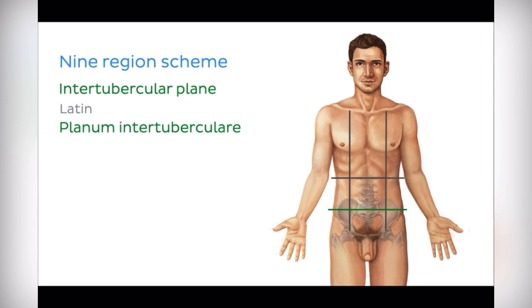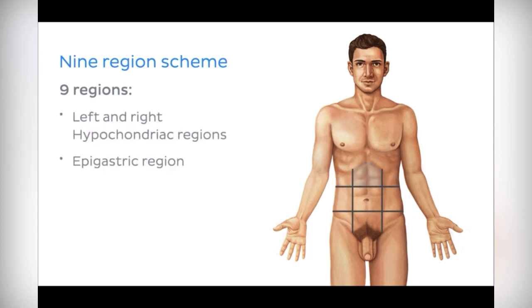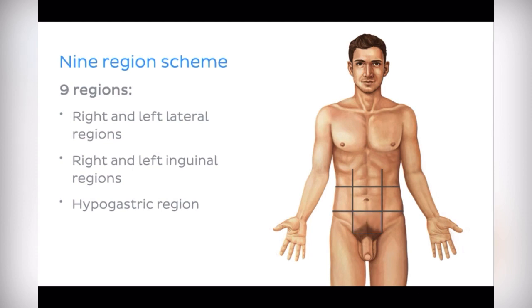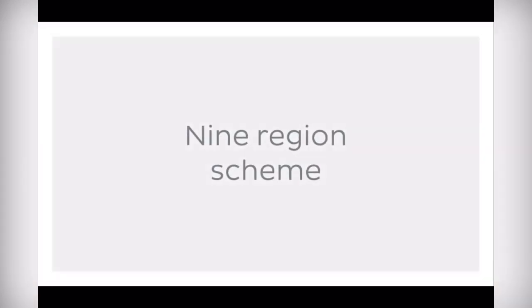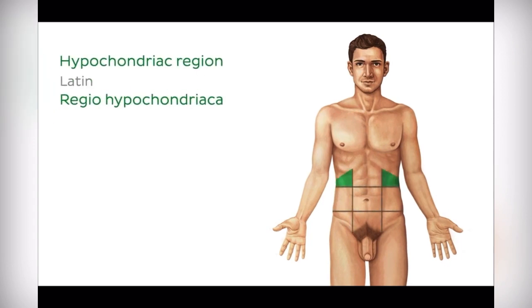These lines and planes divide the abdomen into 9 separate regions, which include the left and right hypochondriac regions, the epigastric region, the umbilical region, the right and left lateral regions, the right and left inguinal regions, and the hypogastric region. Let's explore these 9 regions now. The first region that we'll look at is the hypochondriac region.